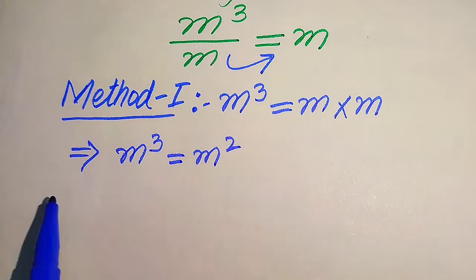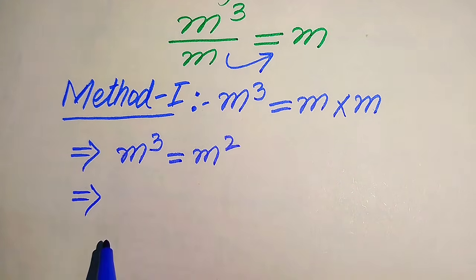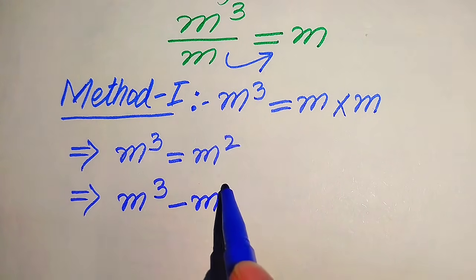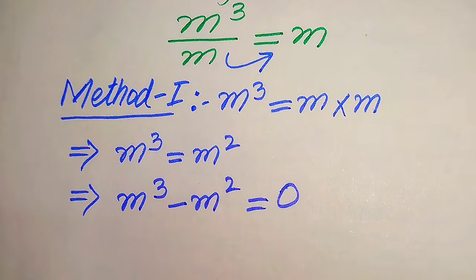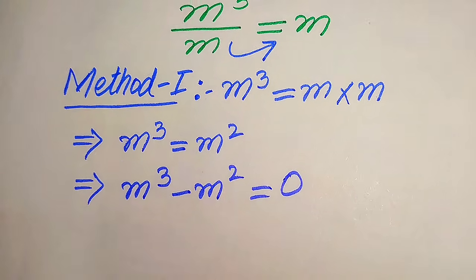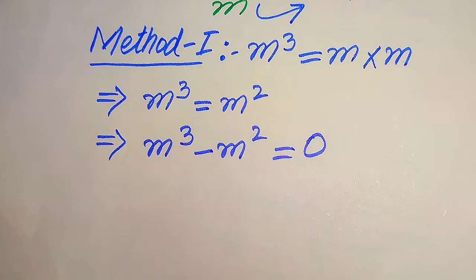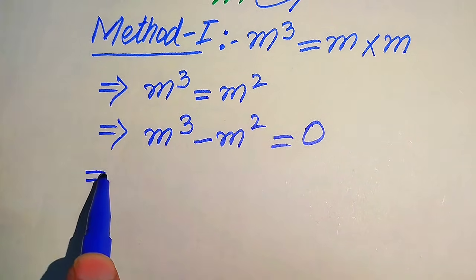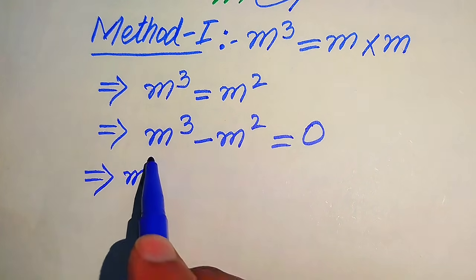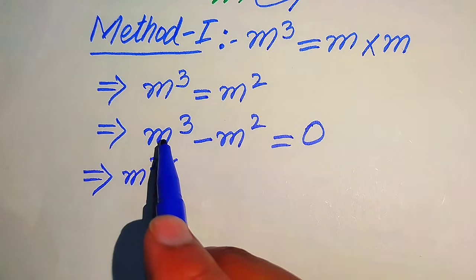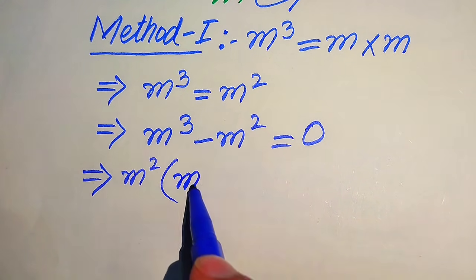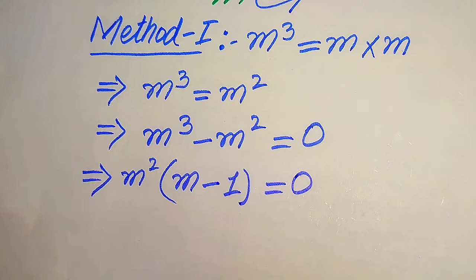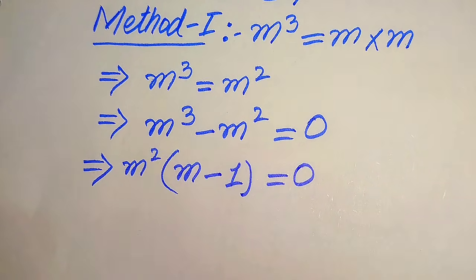In the next step, we move m square from the right hand side to the left hand side, and it becomes m cubed minus m square, and this whole equation is equal to 0. From both of these two terms we have m square as the common term, so when we take m square common, the remaining values are m from the first term, minus 1 from the second, and this whole equation is equal to 0.